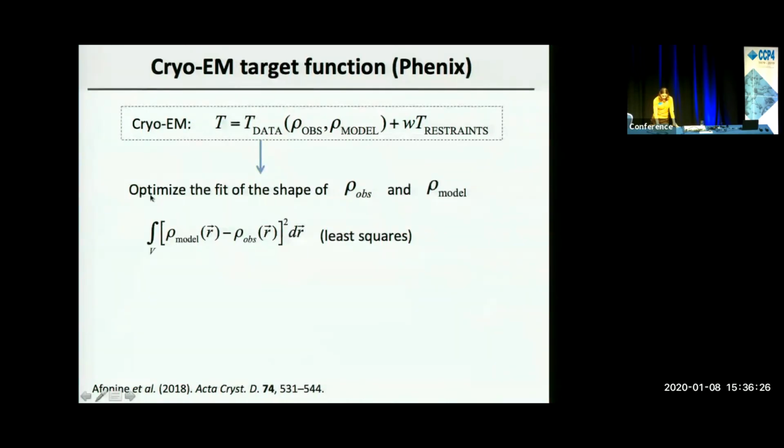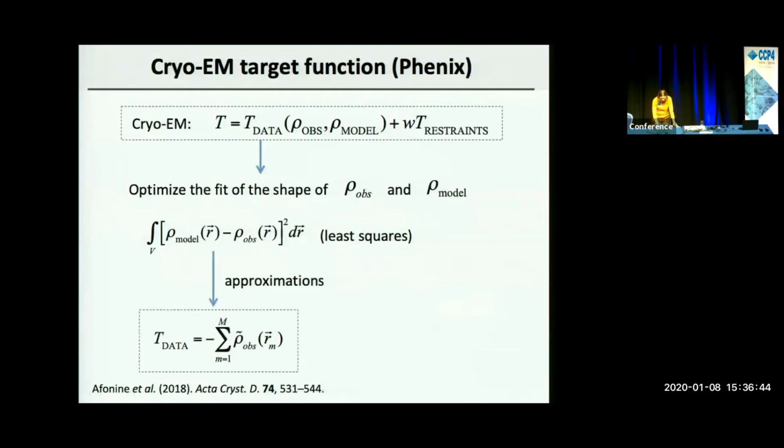So this would translate to the integral over the square of the difference between the two densities. And now this is probably not very fast to do. It's maybe also a bit complicated to do. So probably we can do some approximations. And so I will not go into detail how this has been done, but you can read it in Pavel Afonine's paper about Phenix real space refine.